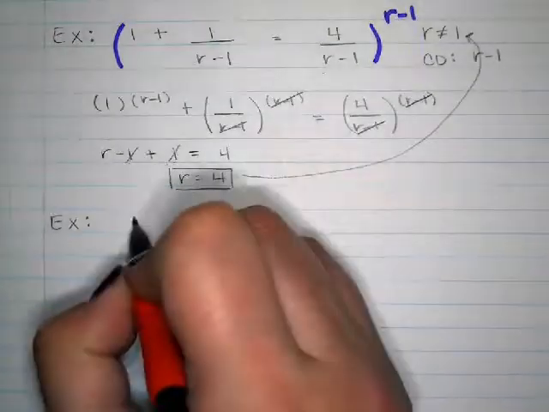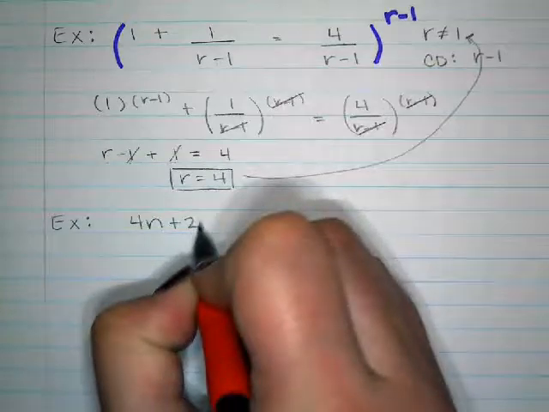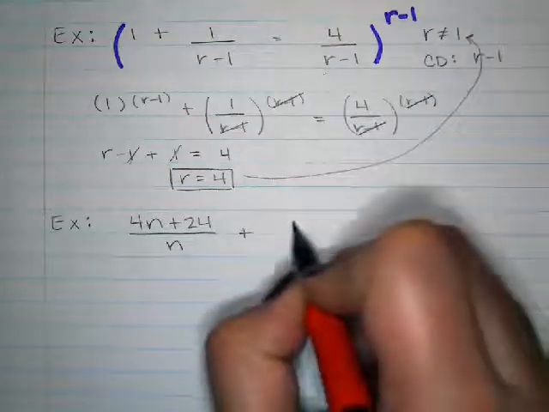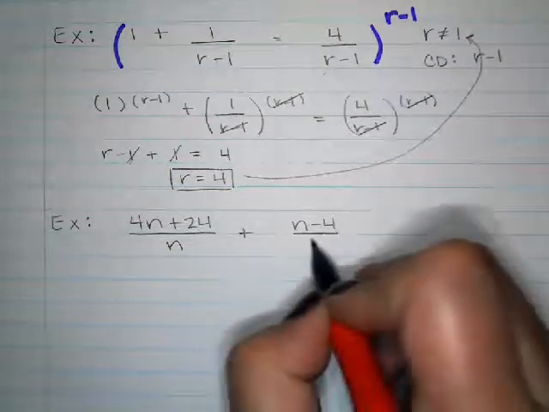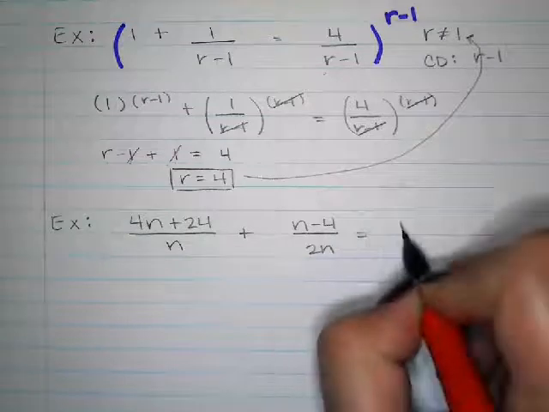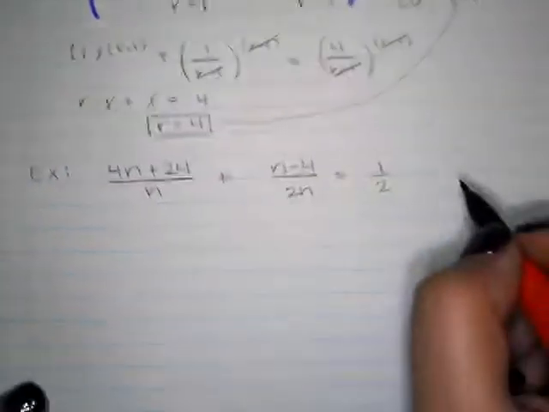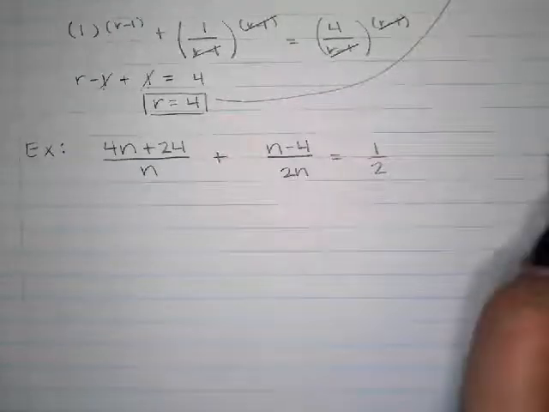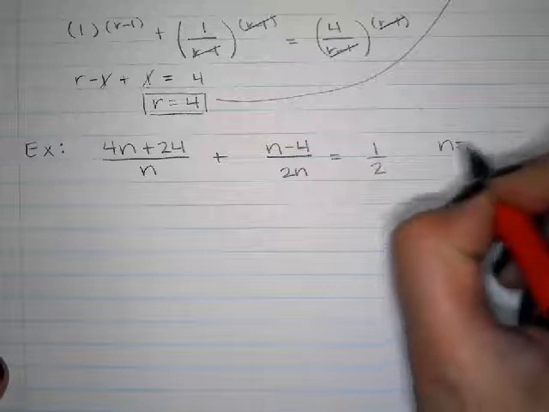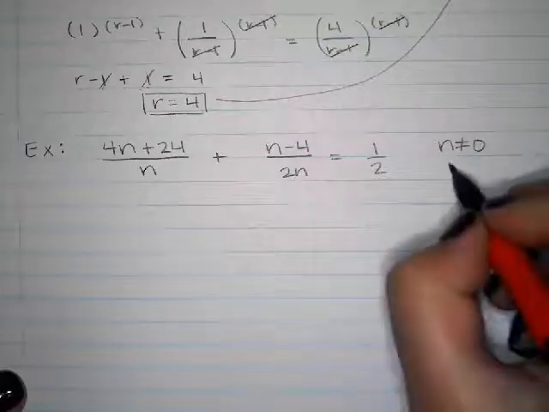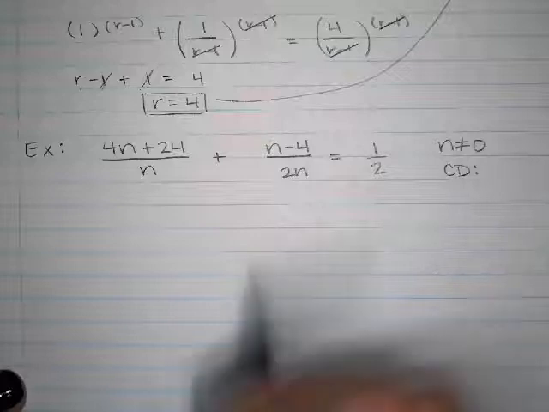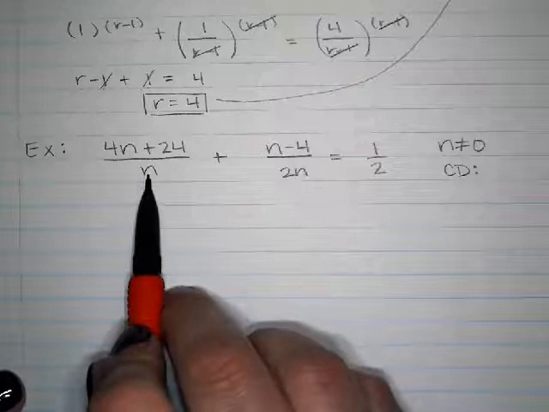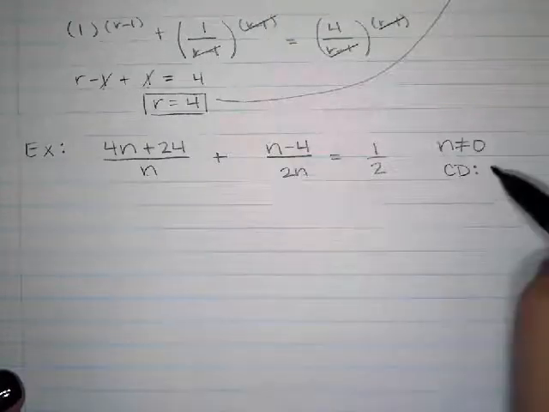4n plus 24 over n plus n minus 4 over 2n equals 1 over 2. Okay, so first thing we're going to say is what our excluded value is so we can make sure we don't get that answer. Okay, so n cannot equal 0. Let's make sure we don't get that answer. Not 1/2, just 0, because 2 times 0 is 0. So both of these give you 0. Our common denominator is 2n.